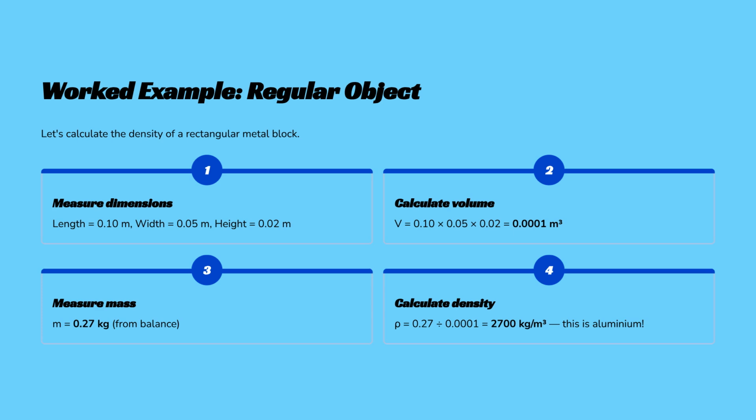Let's walk through a quick example. First, measure the dimensions to find the volume. Next, weigh the object to find its mass. Finally, divide the mass by the volume to find the density. In this case, 2,700 kilograms per cubic meter indicates the metal is aluminium.